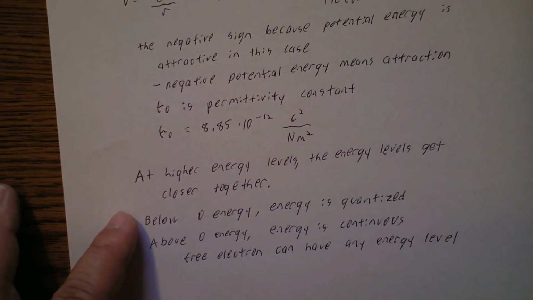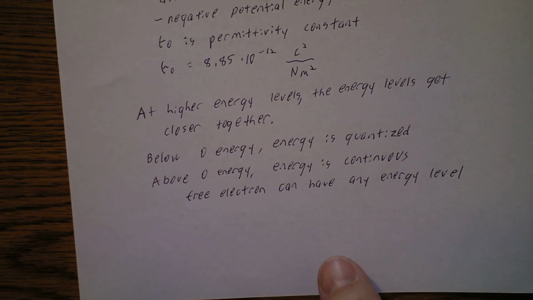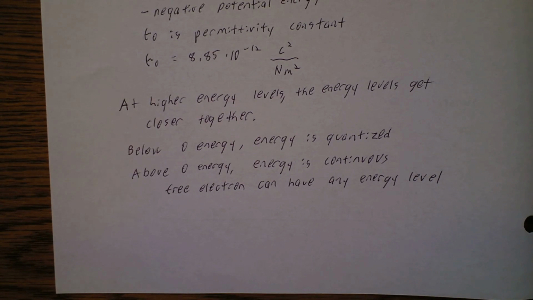So at higher energy levels, the energy levels get closer together. Below zero energy, energy is quantized. Above zero energy, energy is continuous. A free electron can have any energy level.